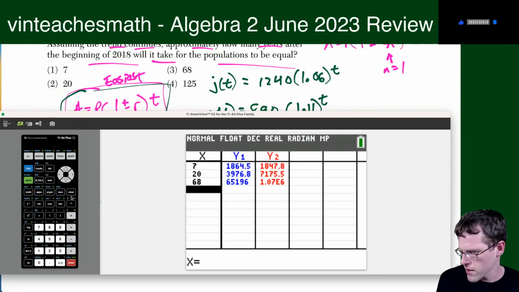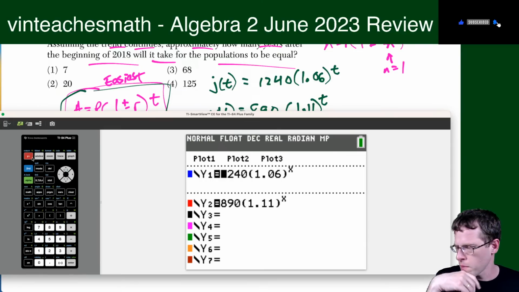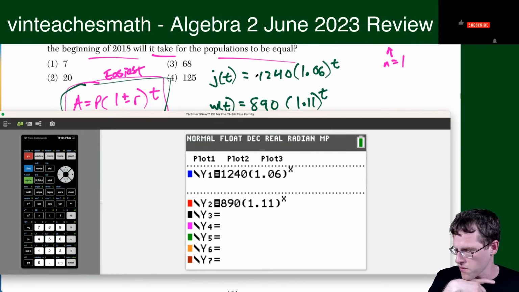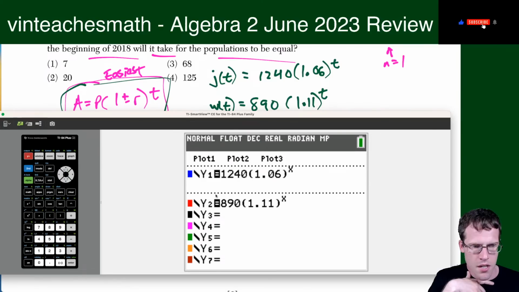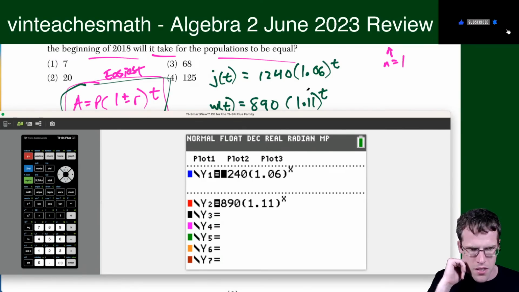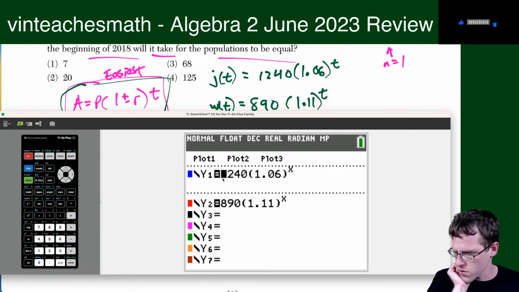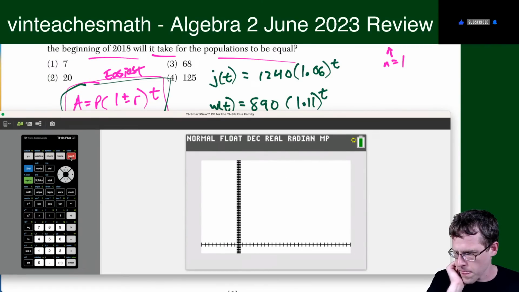And they don't match. Let's just see. Wait, what happened? I think they might have. What did I type in here? It was 1240 and 890, 1.06 to the t, 1.11 to the t power. What did I type? Something silly here. Let me go to the graph and see if I go out.